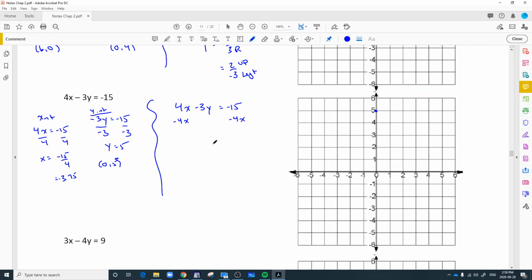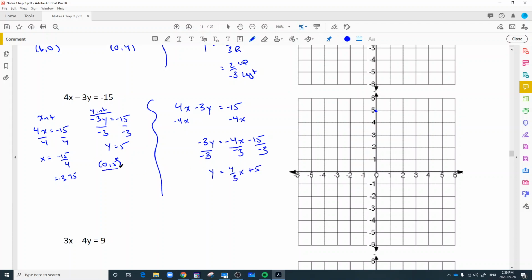So I'm going to subtract 4x from each side. I get negative 3y equals negative 4x minus 15. Remember, always write your x term first. And now you can see why, because we want it in y equals mx plus b. Now I'm going to divide by negative 3. And I get y equals positive 4/3 x plus 5.